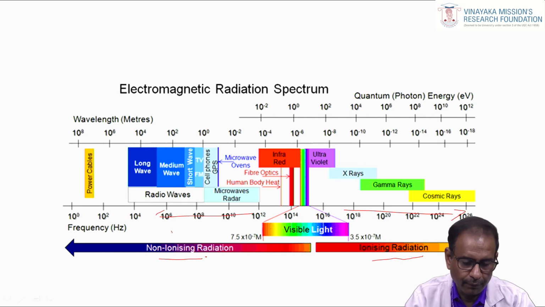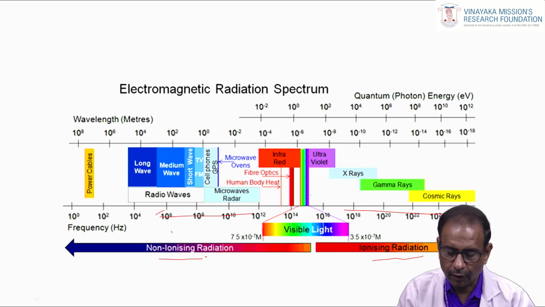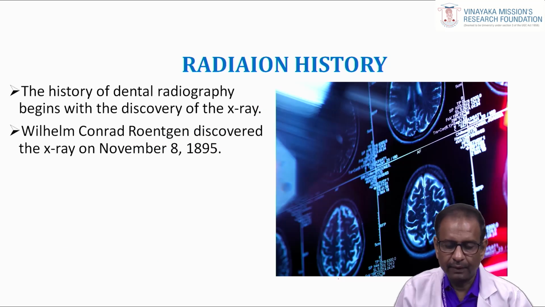This is not a harmful radiation, but after that, the ionizing radiation, starting from the ultraviolet, the frequency is high and the radiation is actually very dangerous. This is harmful. X-rays, gamma rays and cosmic rays come under this category. This is the ionizing radiation. Okay, remember that.